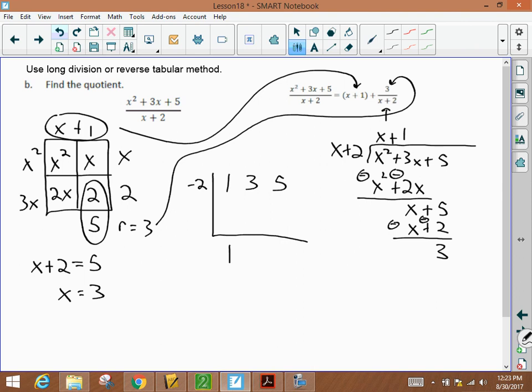I'm going to drop down my 1. -2 times 1 is -2. 3 plus -2 is 1. -2 times 1 is -2. 5 plus -2 is 3. And there it is. That is my remainder. So there we go. We have done this division, expressed our remainders, and we understand how we write that in our answer. Let's keep going and have more fun.